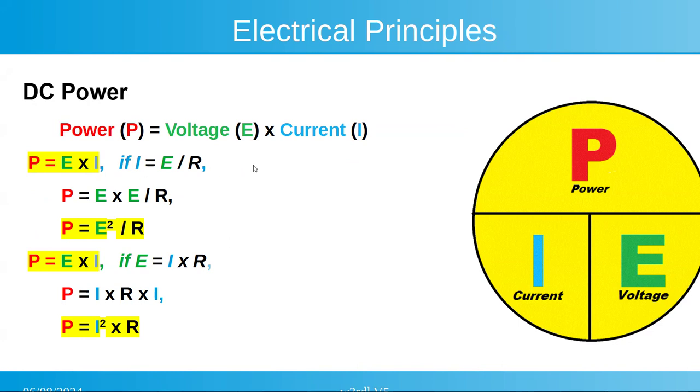Now, in some cases, you'll have resistance as a 4th element in there. So that's why I showed how you derive these other 2 formulas, where power is equal to the square of the voltage divided by the resistance, or the square of the current times the resistance.